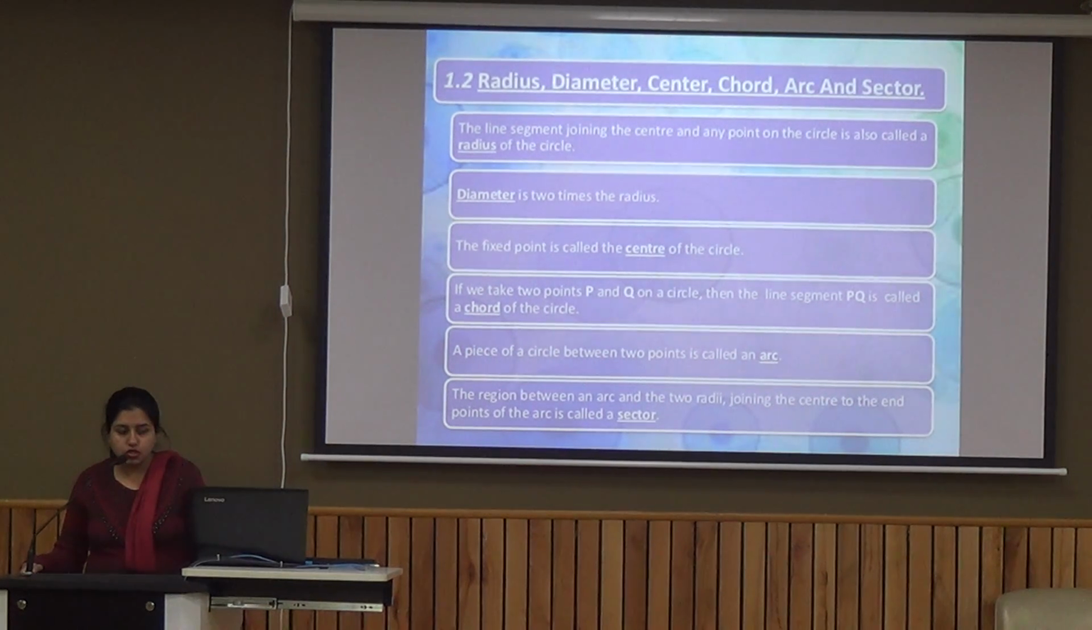Now if we take 2 points P and Q on a circle, then the line segment PQ is called a chord of the circle. Next is arc. A piece of a circle between 2 points is called an arc. The region between an arc and the two radii joining the center to the end points of the arc is called a sector.